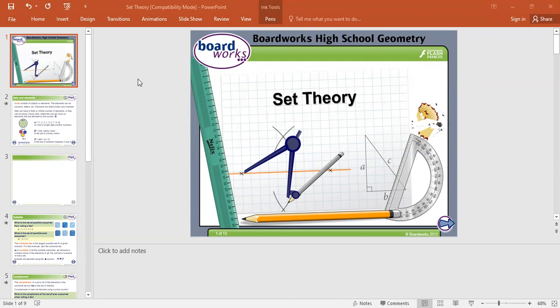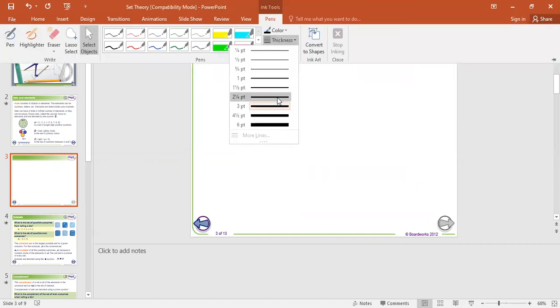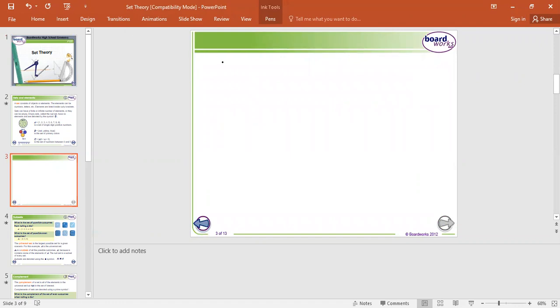If x is a member of set A, then symbolically it is denoted as x belongs to set A. So how will you write? x belongs to set A. If x is not a member of set A, then symbolically it is denoted as x does not belong to set A.